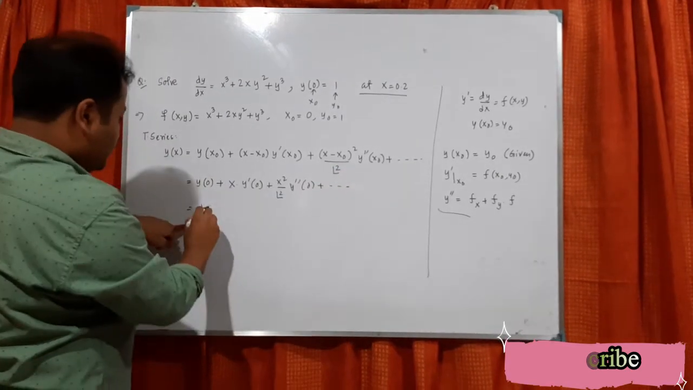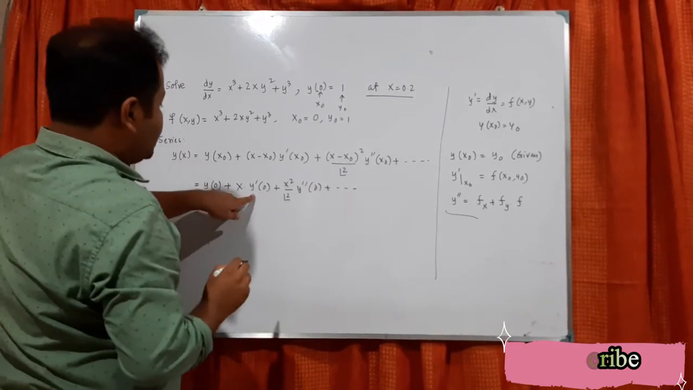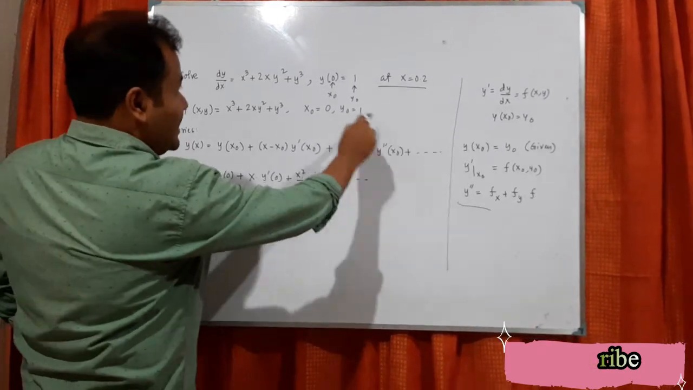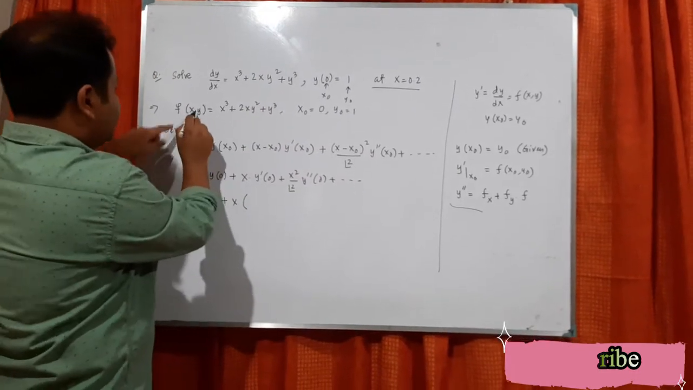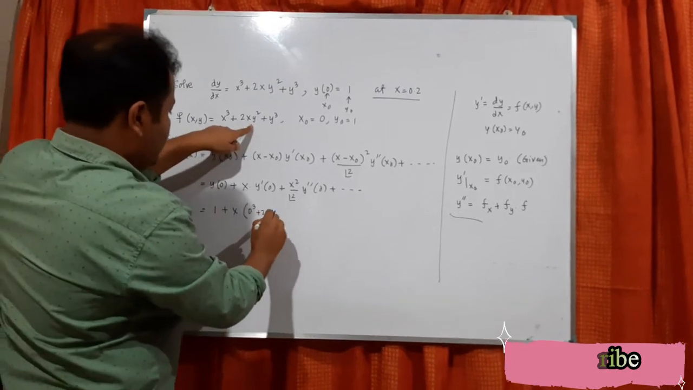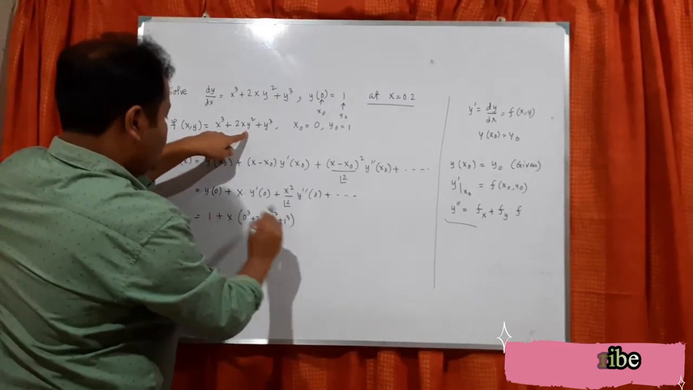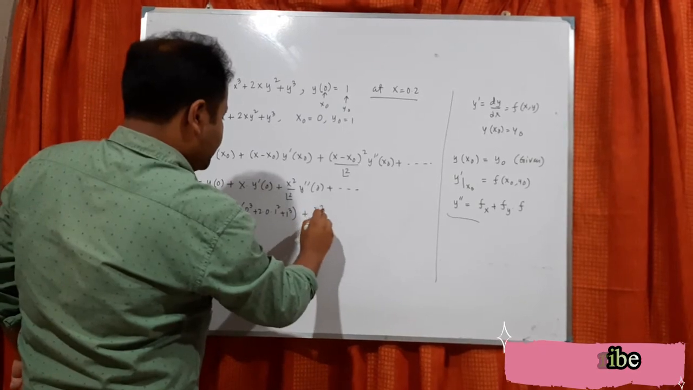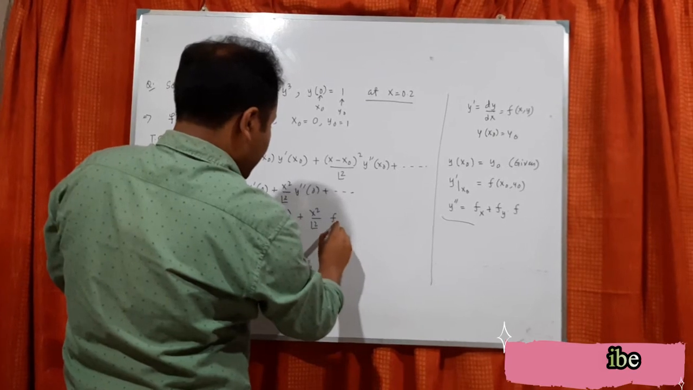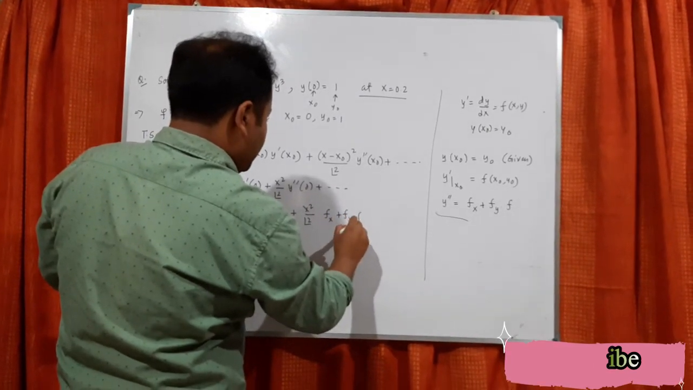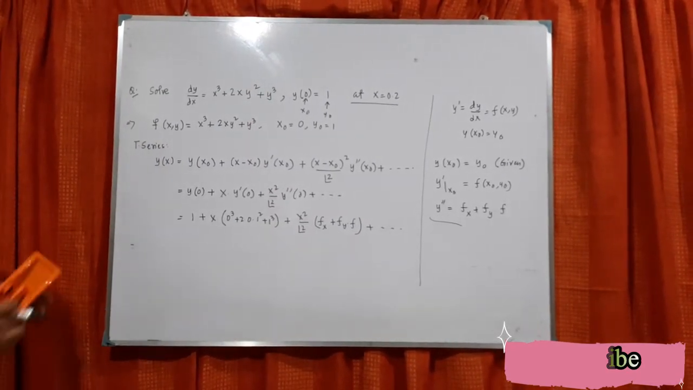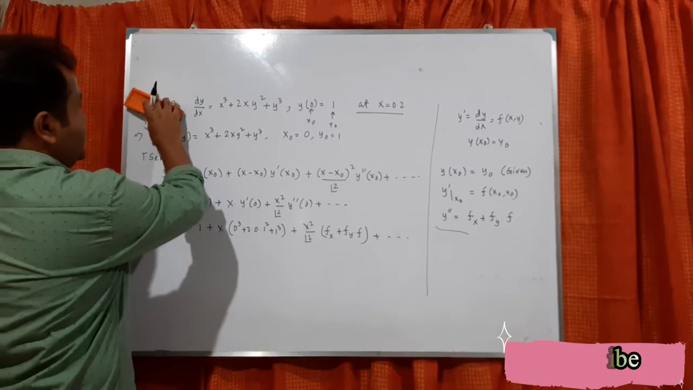Y dash means dy dx, so that is f of x naught comma y naught. So 0 cube plus 2 into 0 into 1 square plus 1 cube, plus x square by factorial 2 times y double dash, which means fx plus fy into f. Now we have to simply put in these values. So just I am erasing this one.